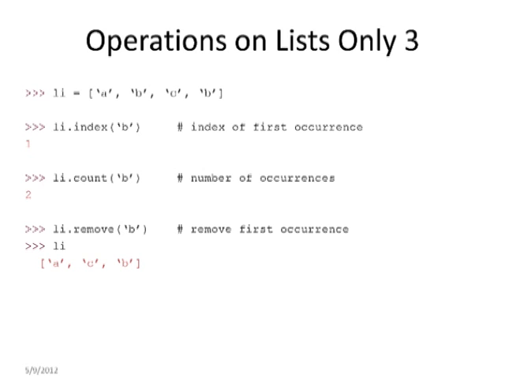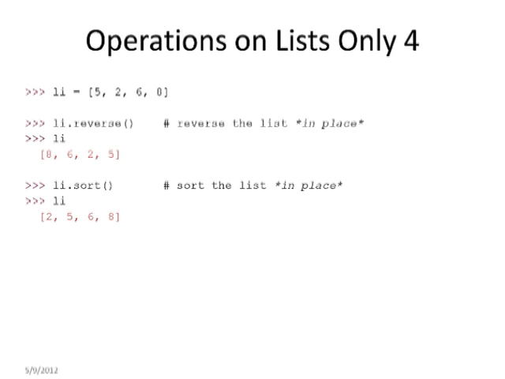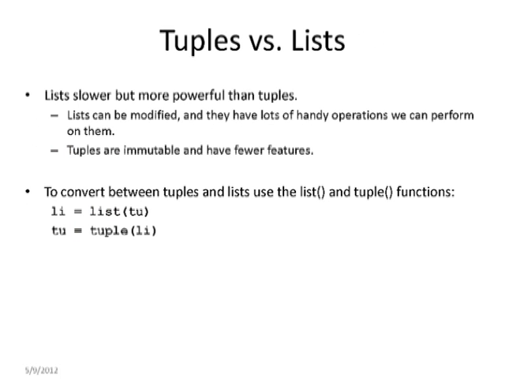Some other functions are there, like index. You can find the index of any element, you can count the number of occurrences of some element, and you can remove. You can reverse the list by the dot reverse function, and the sort built-in function is available, that is the sort function. And also a tuple can be converted to a list and a list can be converted to a tuple. They are the functions list and tuple. So in Python, many libraries are provided. You can just add the libraries and use the functions.